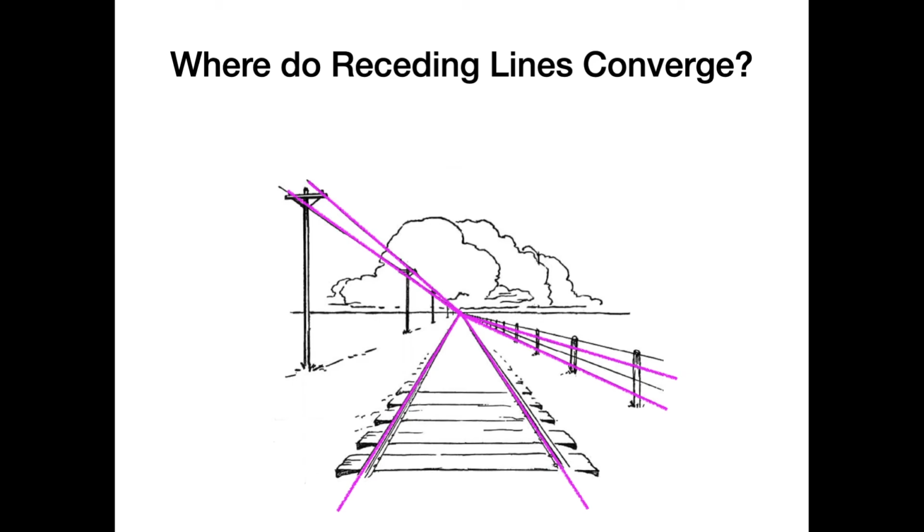Where do receding lines converge? At a vanishing point. All receding lines that are in nature parallel to each other, if continued far enough, will meet at one point. This is the point where they would disappear from sight, and that is why we call it the vanishing point. It's where things disappear.